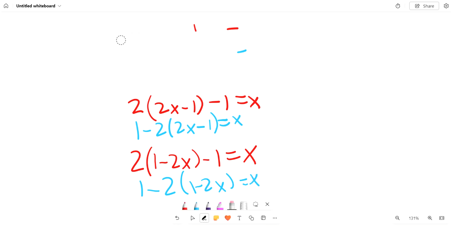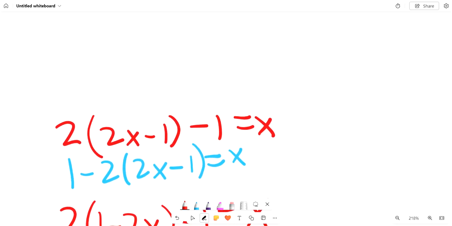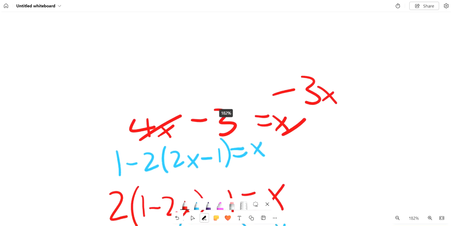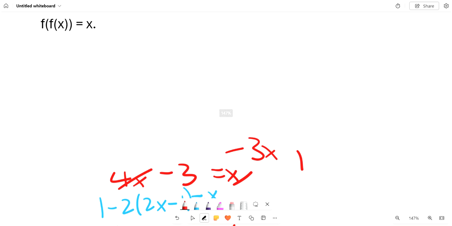So we can erase these two, and now we just have to solve these equations. So first, for this one, we can just expand this term to be 4x minus 2, and combine these two to create 4x minus 3 equals x. Cancel out these three. We get minus 3x equals 3, so we get x equals 1. So now we can have one of these as our original answers.